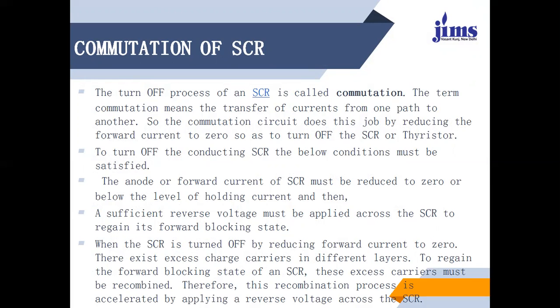First, the anode or forward current of the SCR must be reduced to zero or below the level of holding current, and then a sufficient reverse voltage must be applied across the SCR to regain its forward blocking state. When the SCR is turned off by reducing the forward current to zero, there exist excess charge carriers in different layers. To regain the forward blocking state of an SCR, these excess carriers must be recombined. Therefore, this recombination process is accelerated by applying a reverse voltage across the SCR.